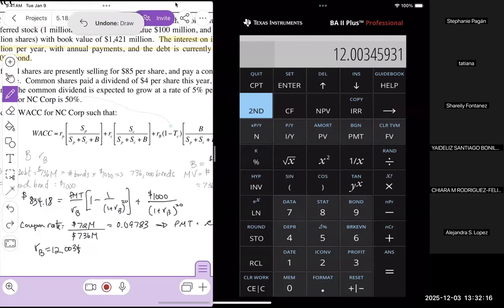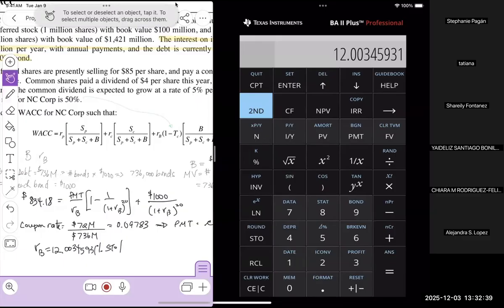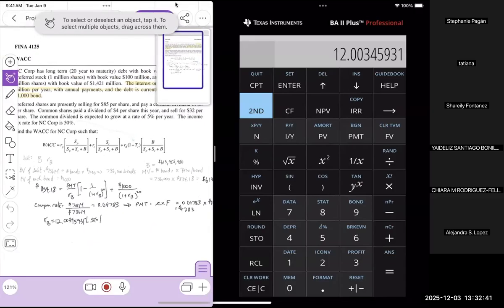Oops. Just store it in one. I might need that. I will need it. Okay. Any questions so far? So that's all my information for debt.